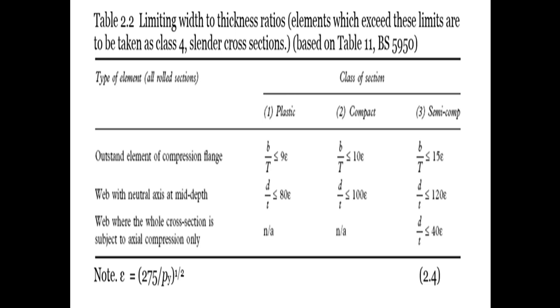So limiting width to thickness ratio, elements which exceed this limit are to be taken as class 4 slender section. After considering the whole of this table here, if the answer you got is higher than the values here, automatically we can conclude that it is a class 4 slender section.